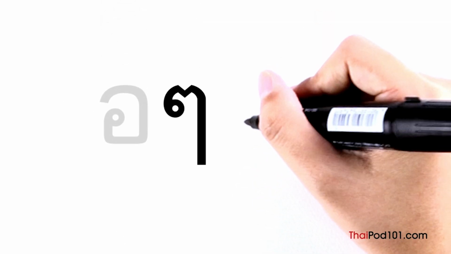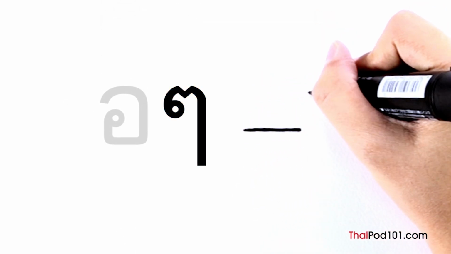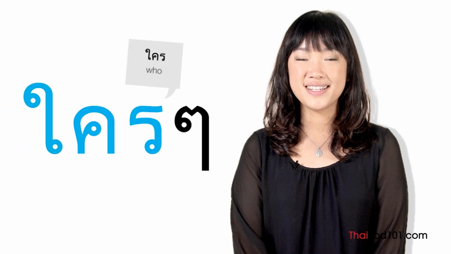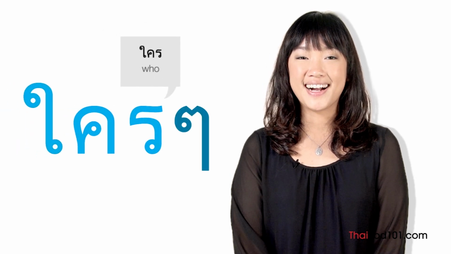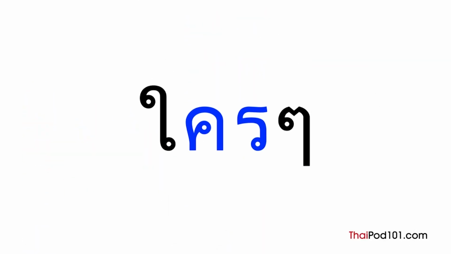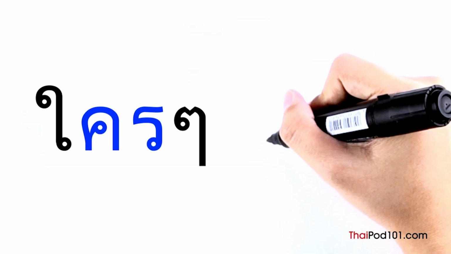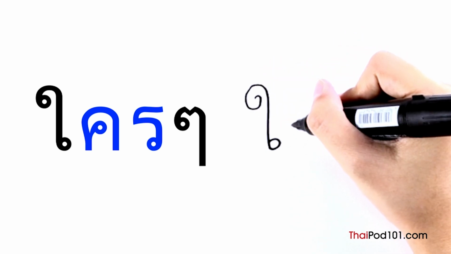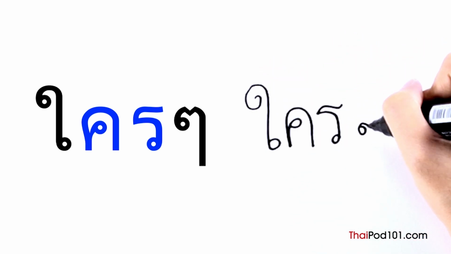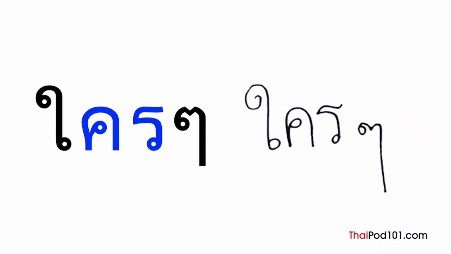This is a good spot to introduce a new symbol. It's called ไม้ยมก. This symbol is used to show that a word should be repeated. For example, if we add ไม้ยมก to the end of ใคร which means who, it makes ใครใคร which means anyone. Let's try writing it together. สระไอไม้ม้วน คอควาย รอเรือ ไม้ยมก. That makes ใครใคร.